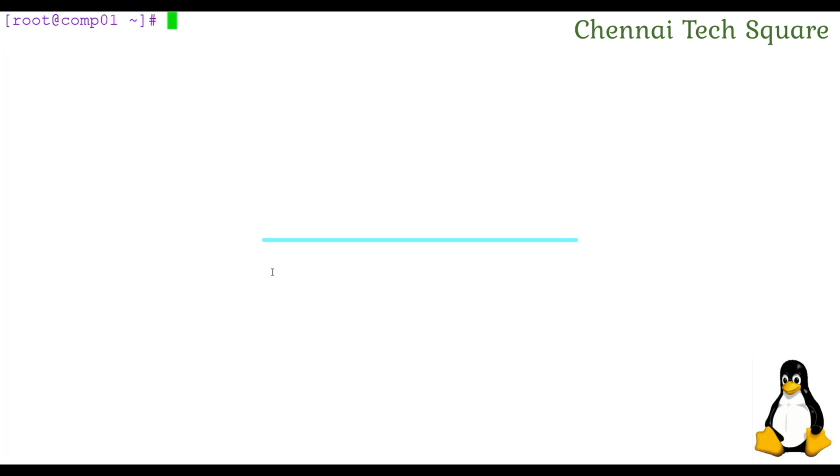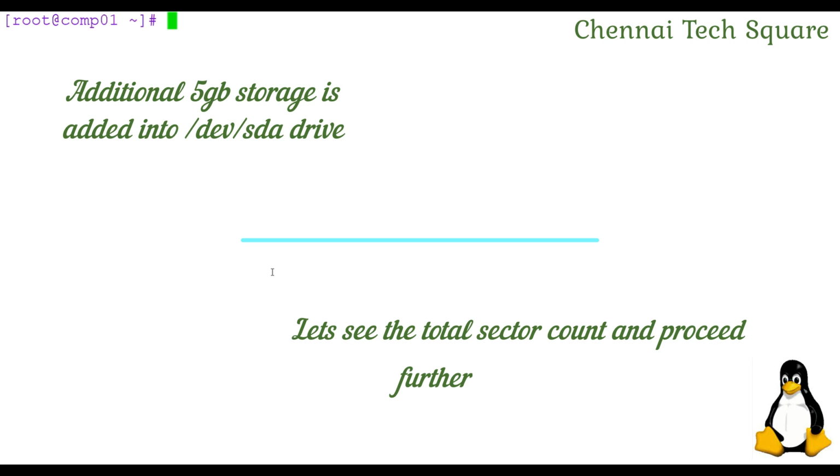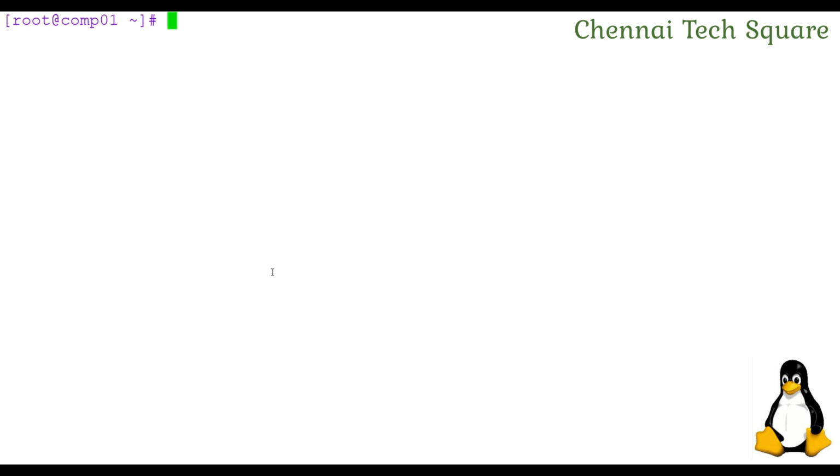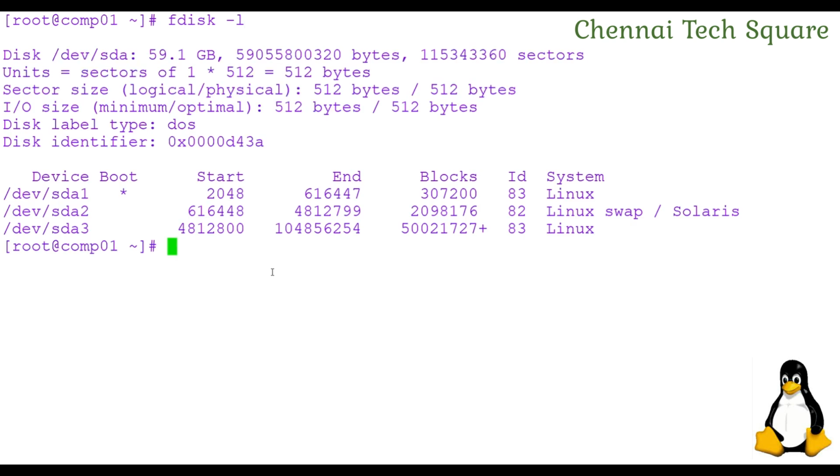Hello everyone. Now that I have added an additional 5 gigs to the /dev/sda drive, we are going to see whether it has been extended at the OS level, for which I'm executing the fdisk command. If you noticed, previously the total number of sectors was 1048576000. Now the count has been increased. Now let's see how much space we have extended for this drive.